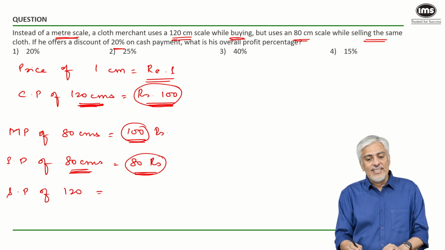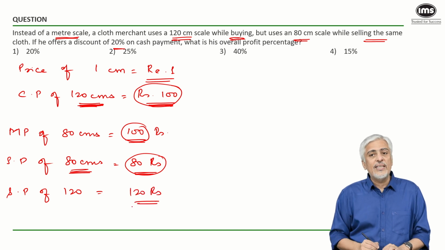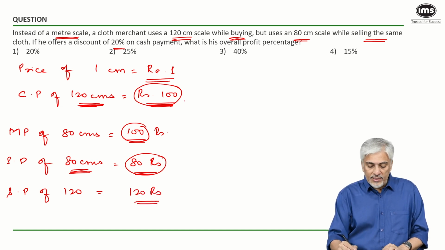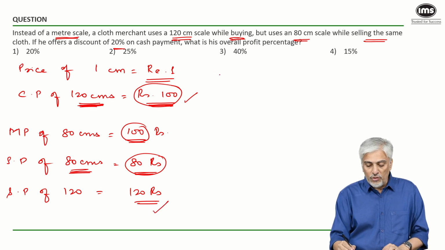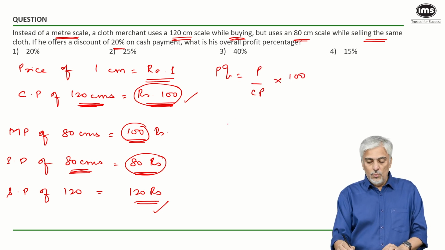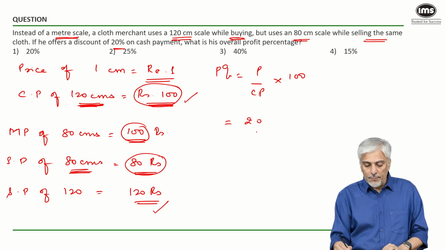Selling price of 80 is 80. So selling price of 120 will be 120. Right? Very easy. Cost price of 120 is 100. Selling price of 120 is 120. And therefore profit percentage. Profit percentage is profit upon cost price into 100. What is profit? Profit is 20 rupees upon a cost price of 100 into 100, which will become 20%.